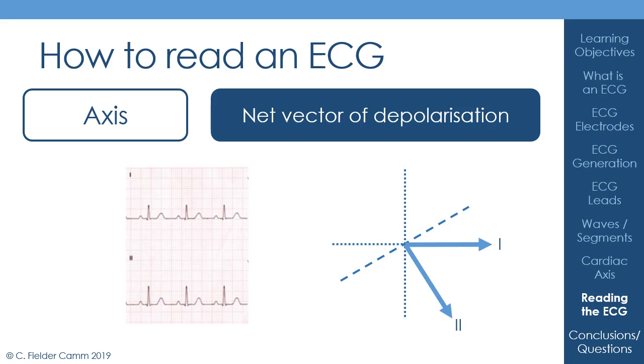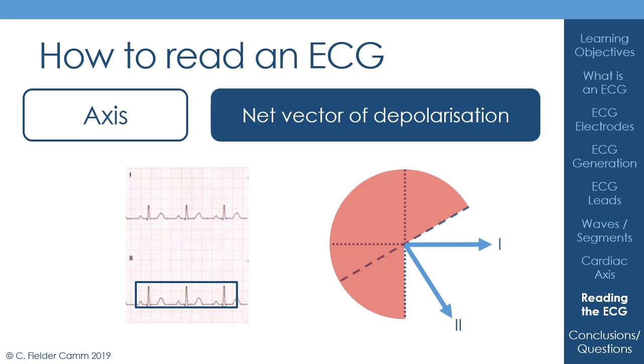We can do the same with lead 2 here, and we can see down here lead 2, the QRS complexes are predominantly positive. And so we know it's coming towards lead 2, so we can exclude everything at that top left-hand side. And so because we know it's positive in lead 1 and lead 2, we can get rid of this whole area of red, which leaves us only the normal axis. So we know that the axis is normal.